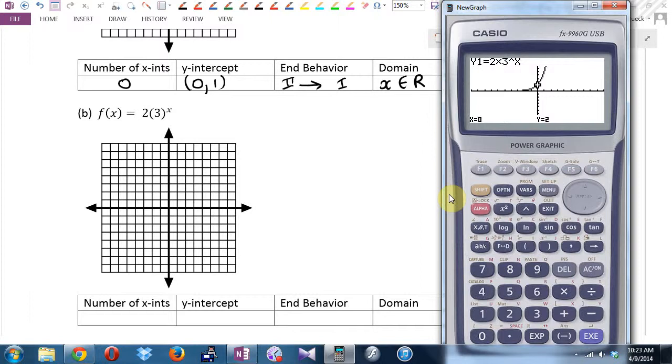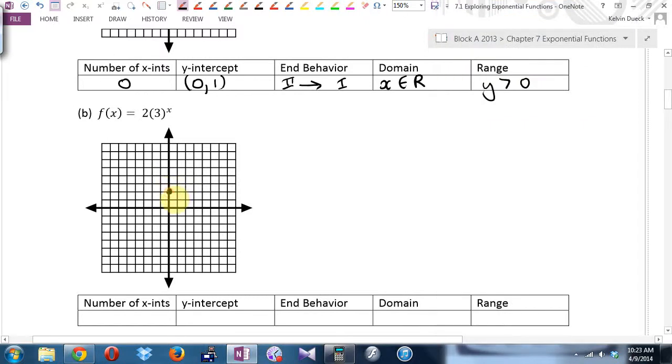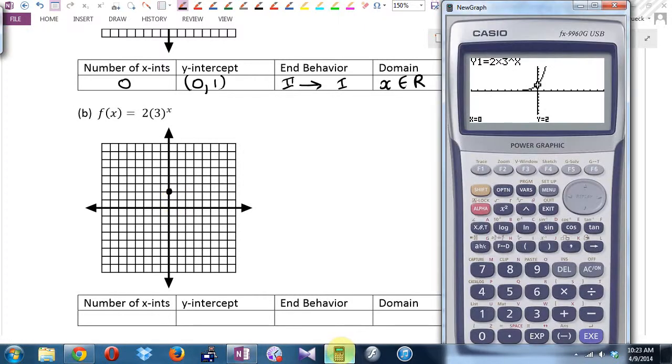When x is 0, what's y this time? It goes through 0, 2. When x is 1, I just hit the number 1, enter. What's the y value?